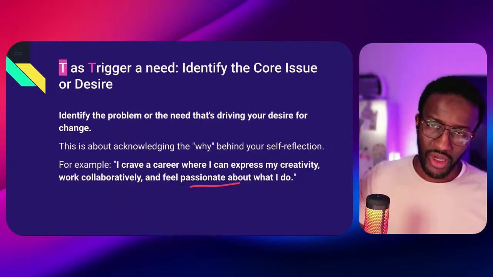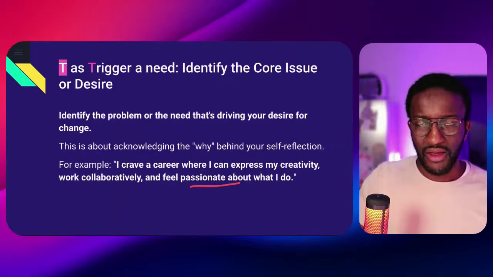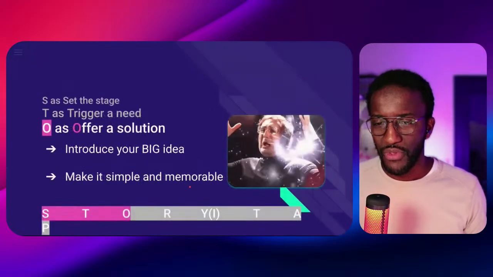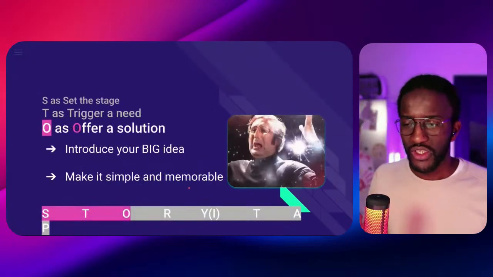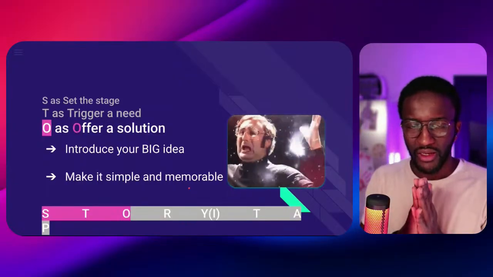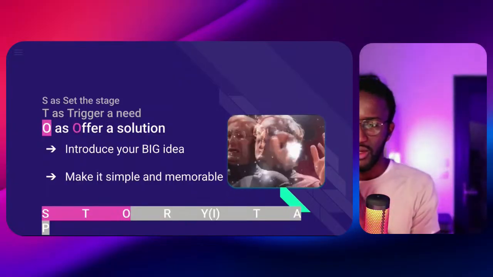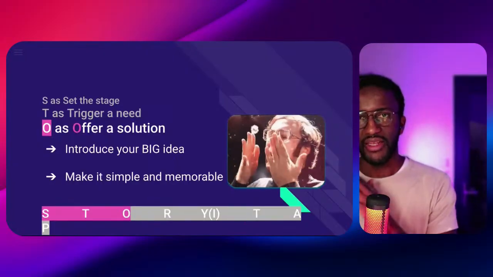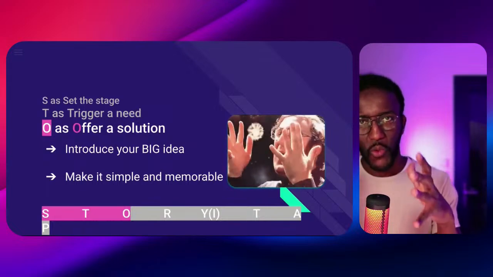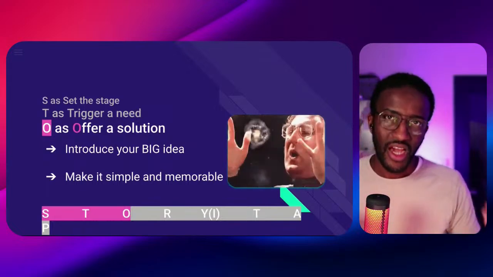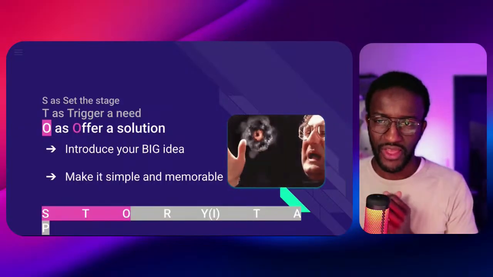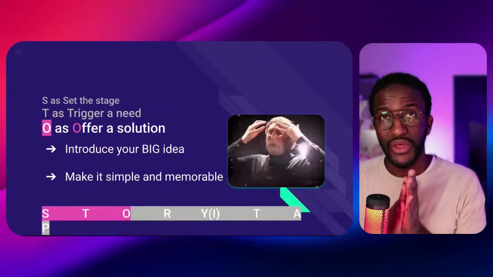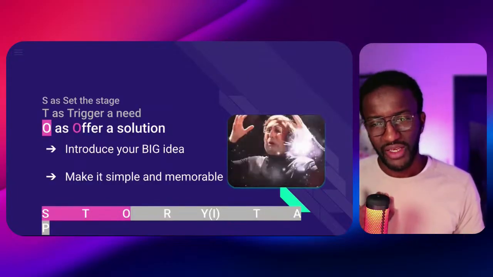So we have talked about setting the stage as T and T as triggering the need. So let's move now to the next step of the Storytap, which is to offer a solution. In the storytelling framework, this is really where you introduce your big idea. You have set the stage, you have identified the issue, and then after here you offer the solution. This is more the why step. It's not like the what and how. We will come to that in step number 5 as illuminate the path. But really here is how can I apply this when I'm talking about self-reflection.